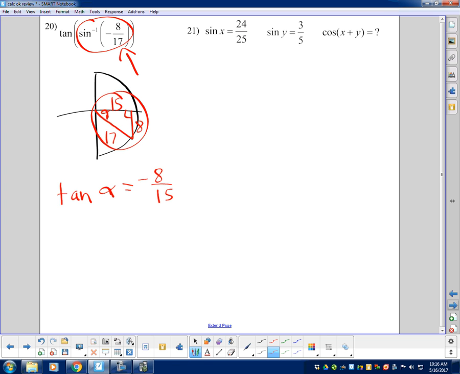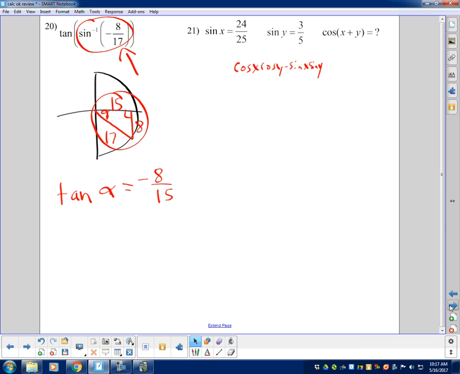All right, number 21 says find the value of cosine of x plus y when x and y are in quadrant 1. Now I'm going to give you this formula. You don't need to memorize it. The formula for cosine of x plus y equals cosine x cosine y, the sign is different, minus sine x sine y. And so we'll plug in here. We know sine of x is 24 25ths, sine of y is 3/5. So let's go ahead and plug in cosine of x.